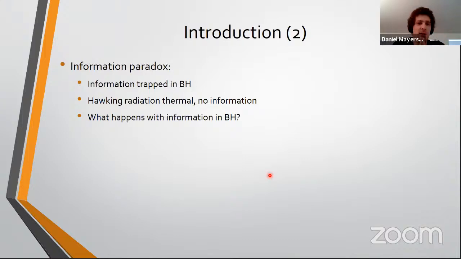I like to do this using the information paradox, right? The information paradox is quite simply explained: there's a bunch of information that's trapped inside of a black hole, because stuff has fallen in or collapsed and formed the black hole. No information can come out with Hawking radiation, right? That's the only thing that comes out of a black hole, but it's thermal, so it carries no information. And so the question is, what happens with the information that's trapped inside the black hole? It seems like it can never come out.